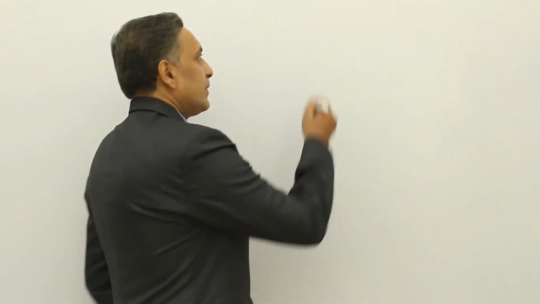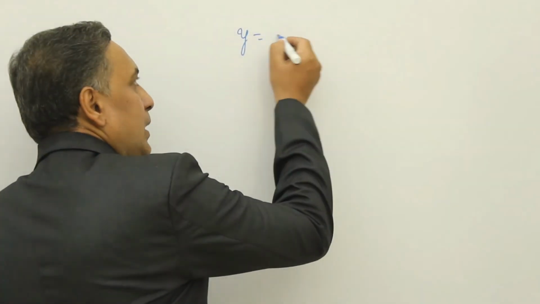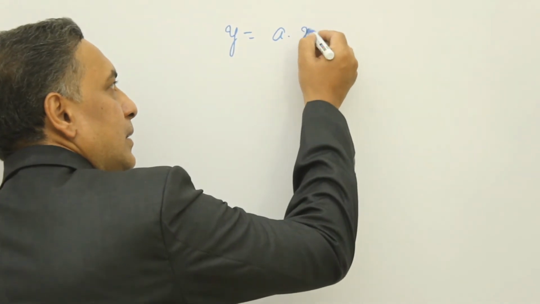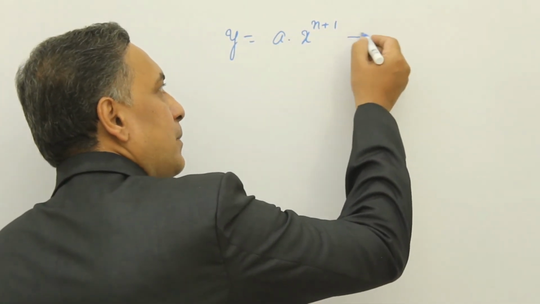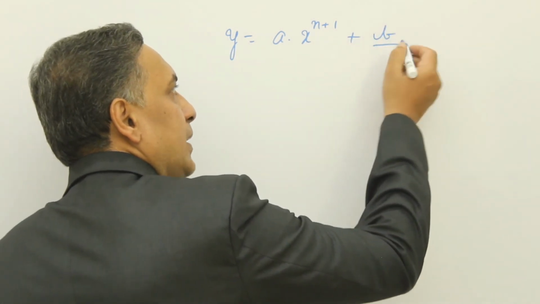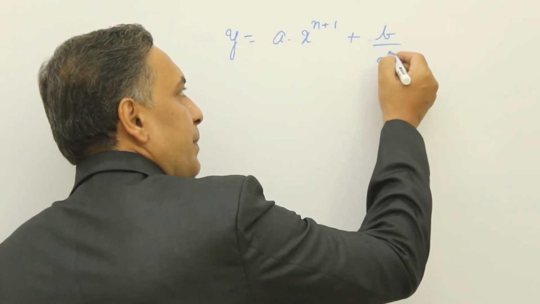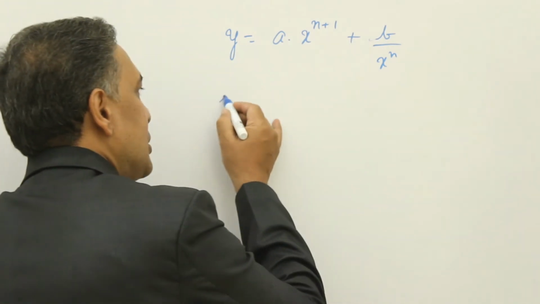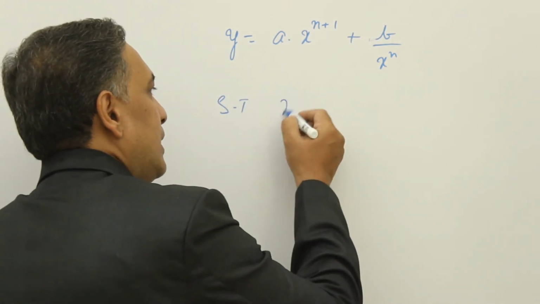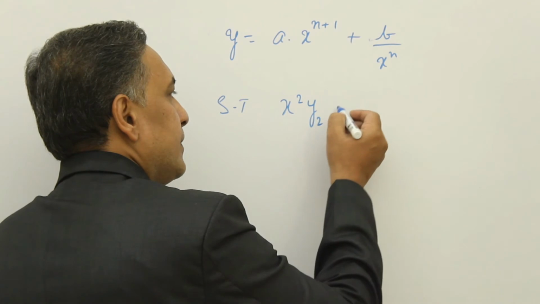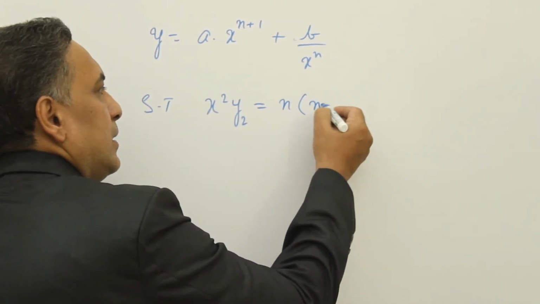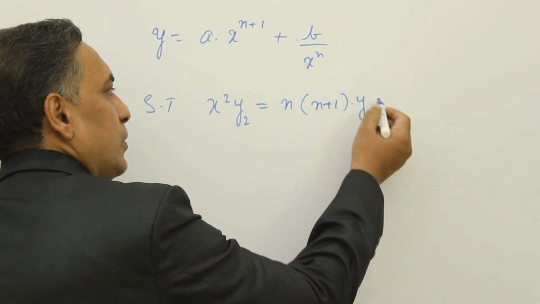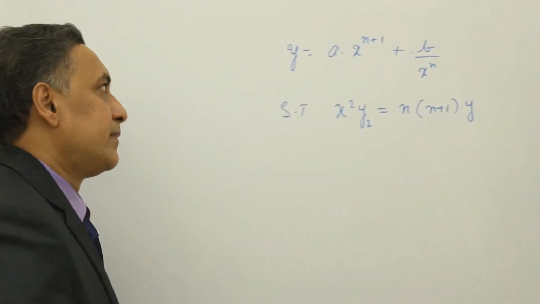Example 5. y equals a into x to the power n plus 1, plus b by x to the power n. Show that x square y2 equals n into n plus 1 into y. So let us try this one.